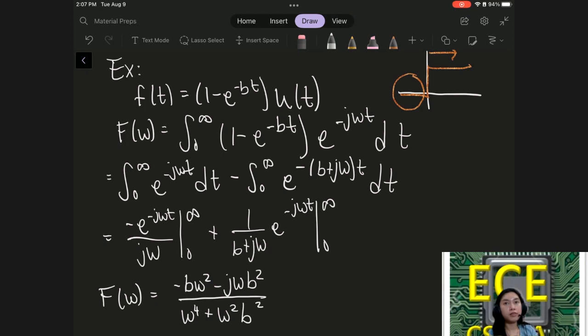Okay, so as you can see, doing this integral converted this function that was in terms of t to now the angular frequency omega or w. I just call it both sometimes. But yeah, that's the Fourier transform.